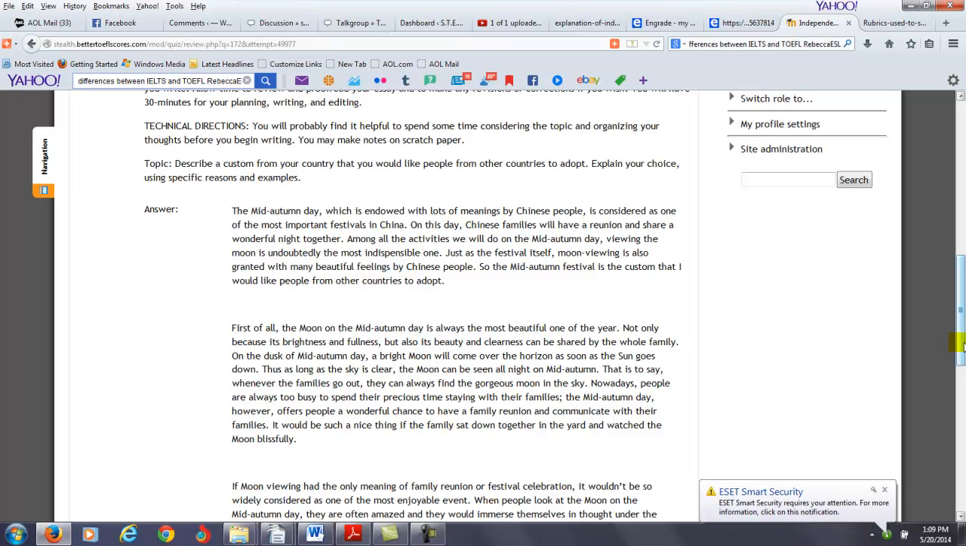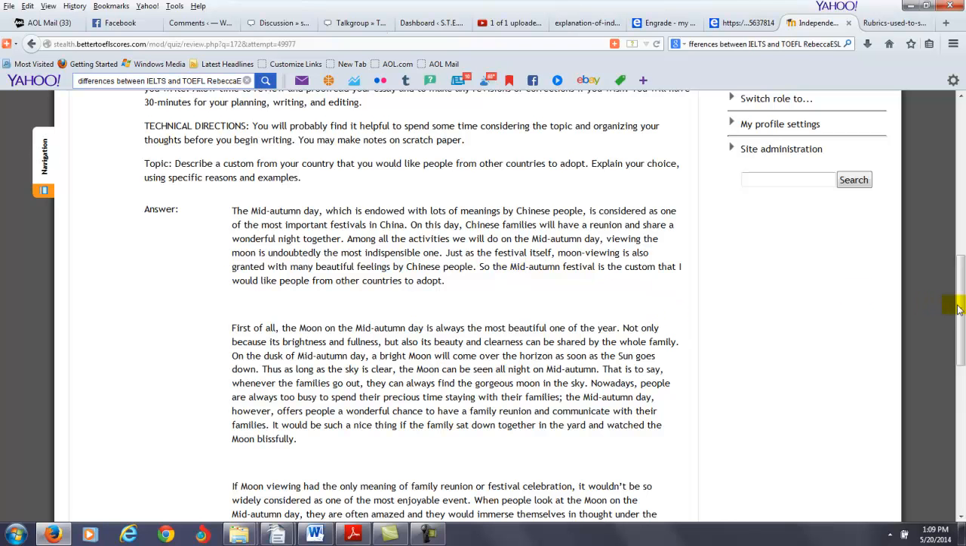So overall, I just read your independent writing practice test number 34, and the question here: describe a custom from your family that you'd like other people from other countries to adopt. Explain your choice. Use reasons. Okay, so you said, just as the festival itself, moon viewing is also granted with many beautiful feelings by Chinese people. So the Mid-Autumn Festival is the custom I'd like other people to adopt. Now, the actual festival itself is a really broad idea. You probably have to focus a little bit more, for example, on just the moon viewing, which I think that's what you did, right?